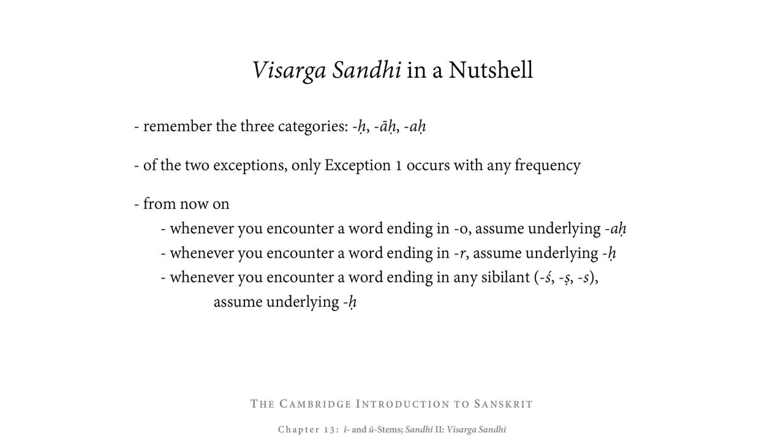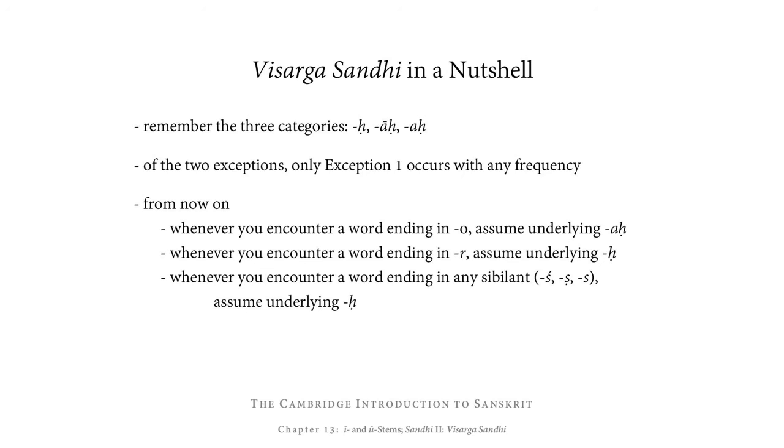Visarga sandhi can be summed up even more coarsely in the nutshell that we're looking at here. First of all, you need to remember the three different categories, which are visarga preceded by any vowel other than a or ā. Secondly, visarga preceded by a. And thirdly, visarga preceded by ā. And then you need to remember that these three categories behave differently in front of voiced sounds at the beginning of the next word, but behave exactly the same whenever an unvoiced sound follows.